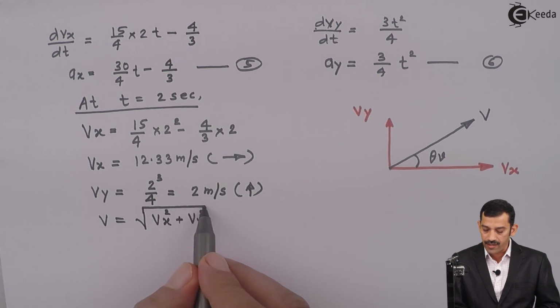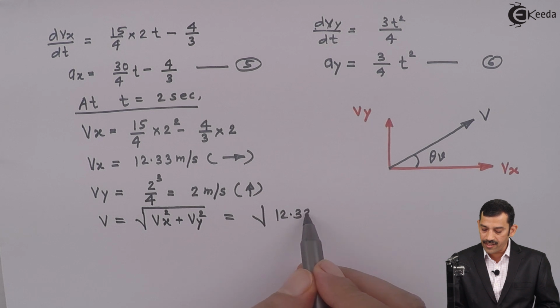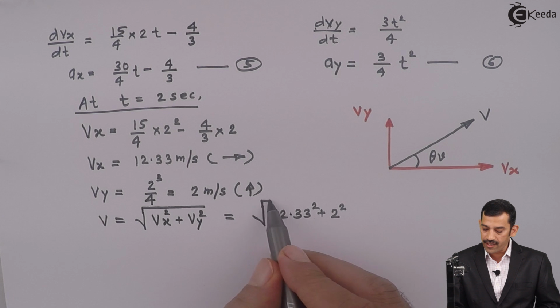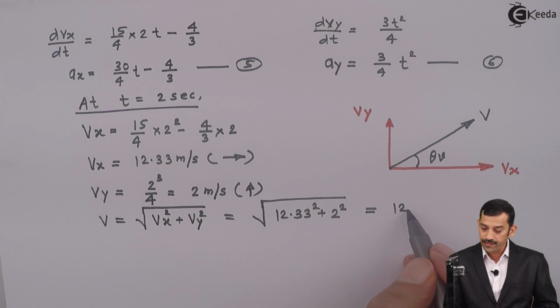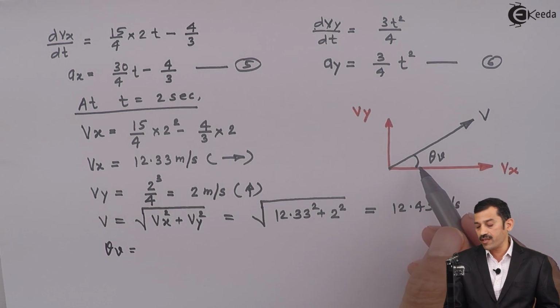Applying Pythagoras theorem, what will we get here? Square root of 12.33 square plus 2 square. If we calculate using a calculator, the velocity we will get is 12.49 meters per second.